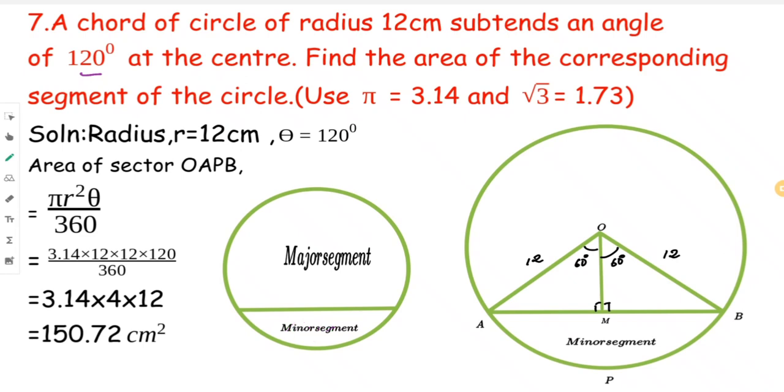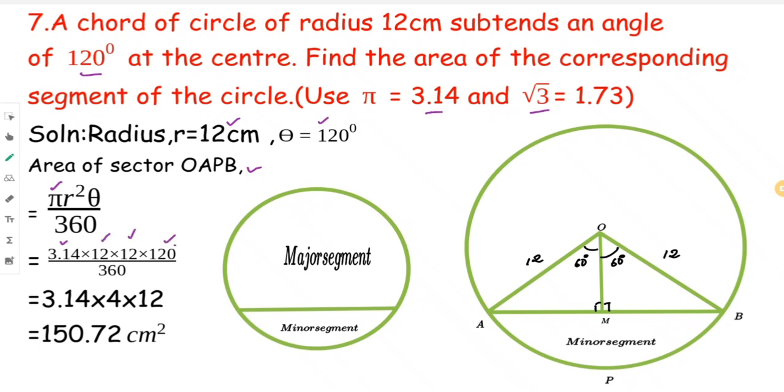You can already see the radius I've written, and theta is already given to us, 120. Let's find the area of sector OAPB. What is the formula? Pi r squared theta by 360. They're asking us to use 3.14 for pi and 1.73 for root 3. So I've written our formula: 3.14, radius we already know is 12, theta is 120, and divide by 360.